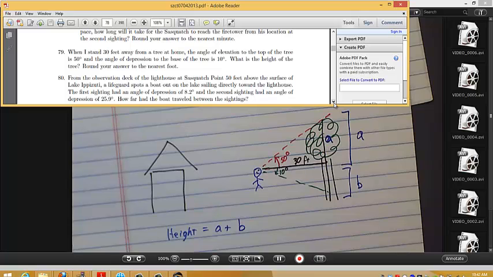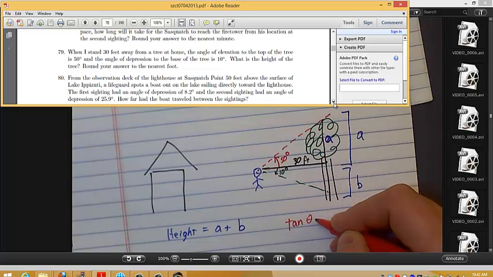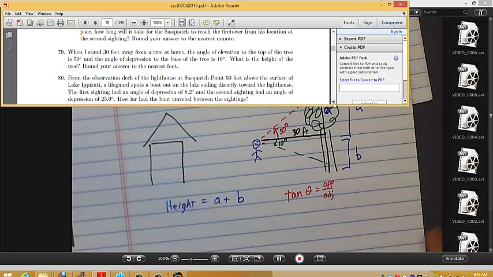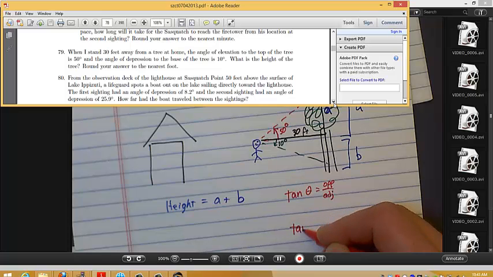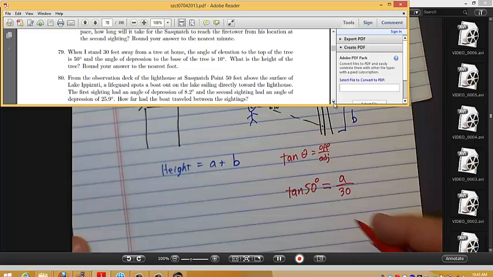Now you got a 1 in 6 shot, right? Tangent. Why tangent? Because you need to find the opposite side and you already have the adjacent side. Okay, so you're going back to my good old SOHCAHTOA, right? The tangent of theta is always opposite over adjacent, that's going to give it to me. So here, the tangent of 50 degrees is equal to A over 30. And so A equals 30 times the tangent of 50 degrees.